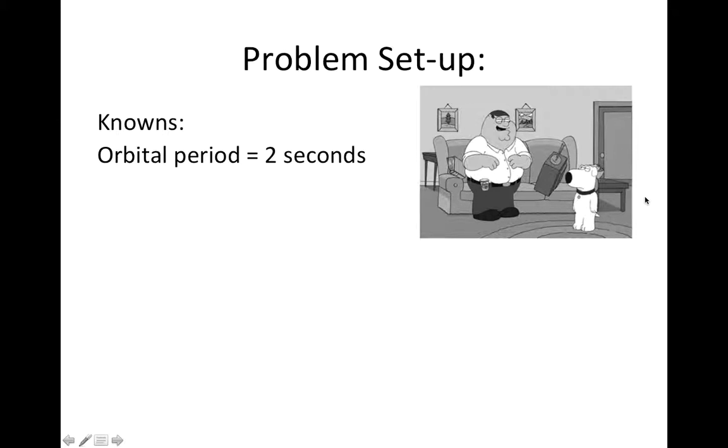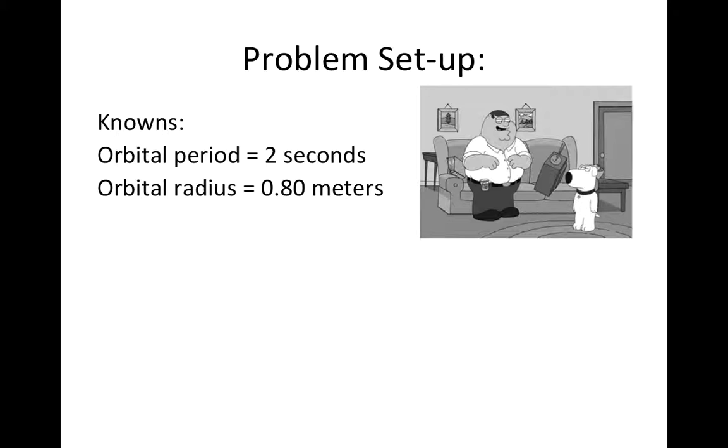So we know that it takes about 2 seconds for this television to orbit Peter. And since all of the objects are orbiting at the same speed, all of the objects have a period of about 2 seconds. Now, you may not be able to tell very well, but it appears that these objects are approximately 0.8 meters in their radius.